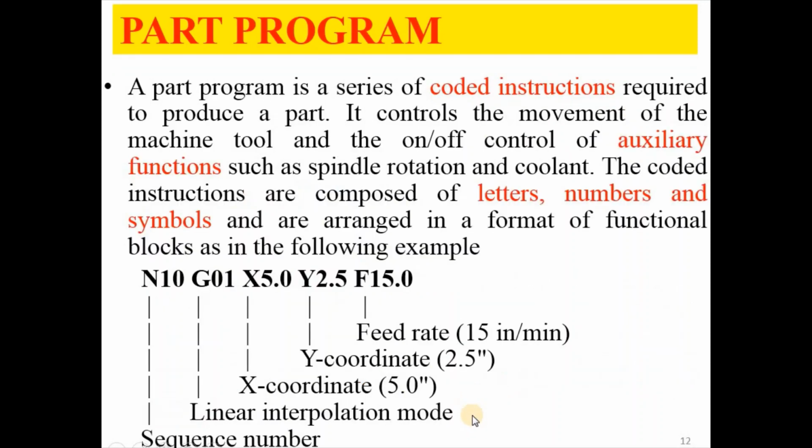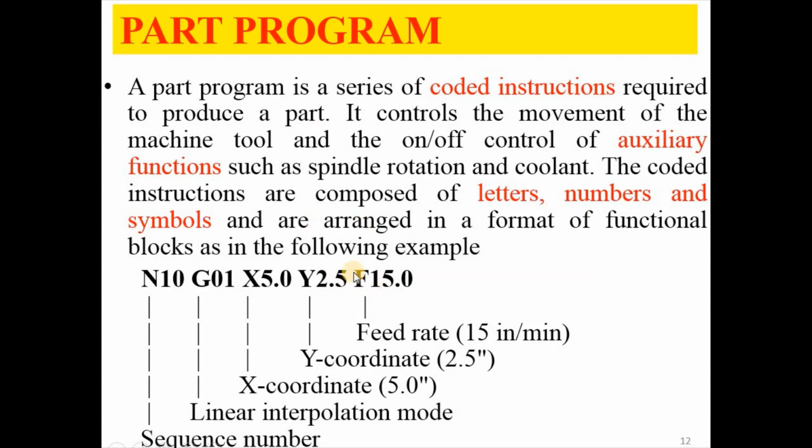Let us take one example. You can see here a part program, one block is made. The first letter, N10, indicates the sequence number for that given operation. G01 means linear interpolation mode. Already we have seen the G codes and M codes, and in that we are going to give a linear interpolation mode. For that we are entering G01. X and Y are the coordinates related to the axes, and F is the feed rate for that particular operation.